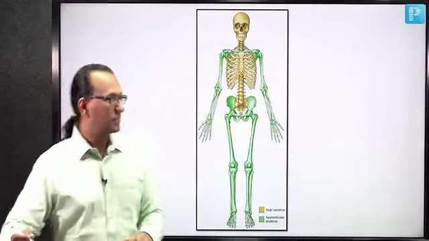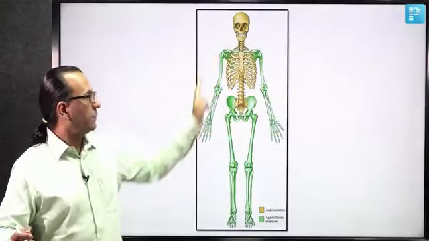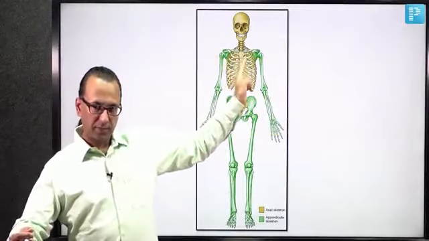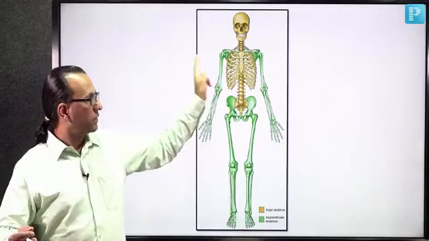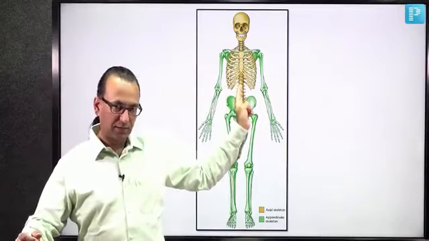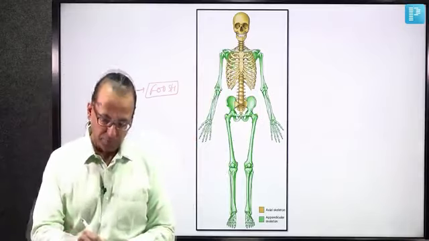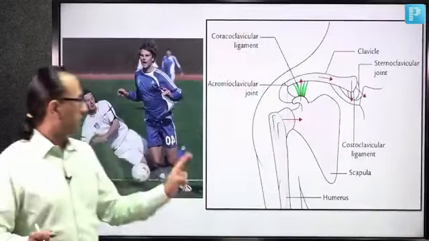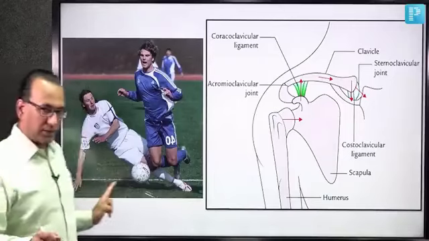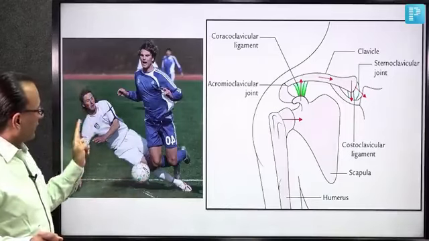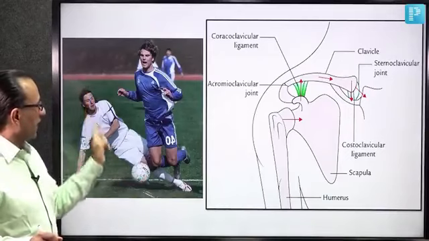We are looking at the skeleton of the upper limb, especially the clavicle bone, which is important for transmitting the weight of the upper limb towards the axial skeleton in case there is a fall on the outstretched hand. Let us look at a player here. This is a case of fall on the outstretched hand, and the weight of the upper limb is supposed to be transmitted towards the axial skeleton.